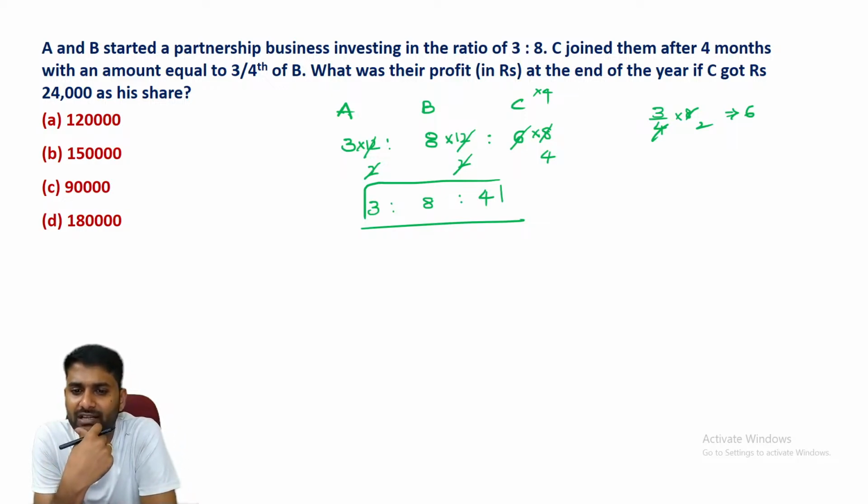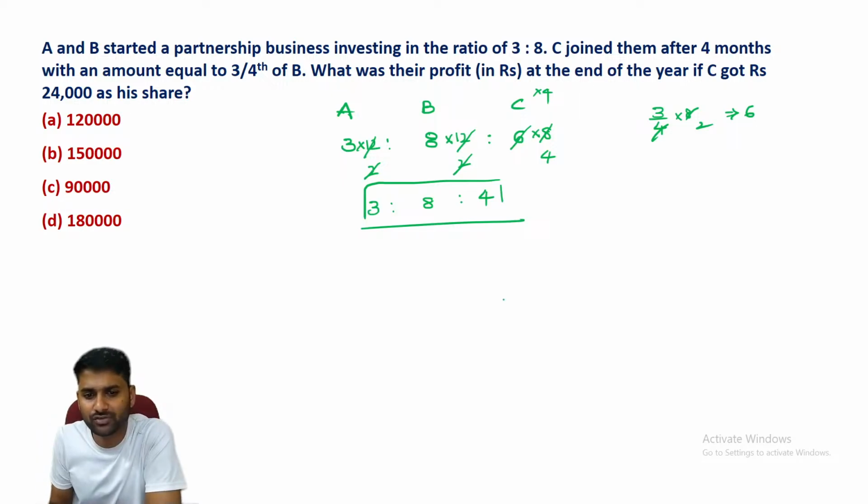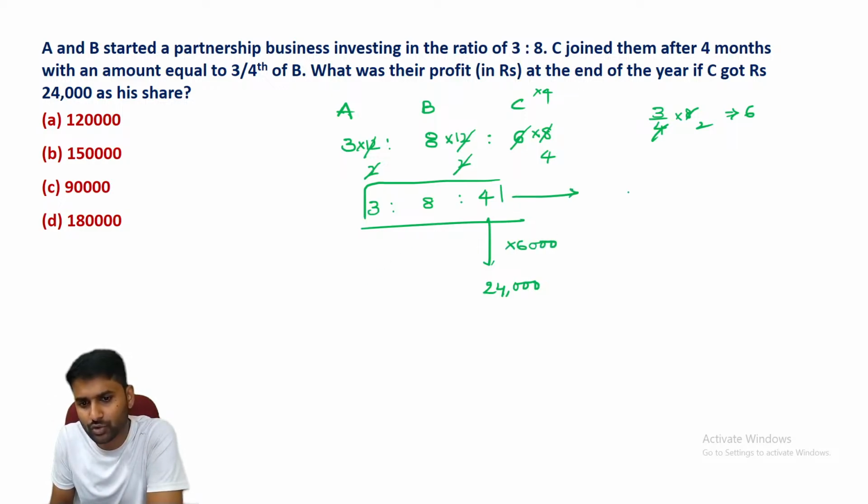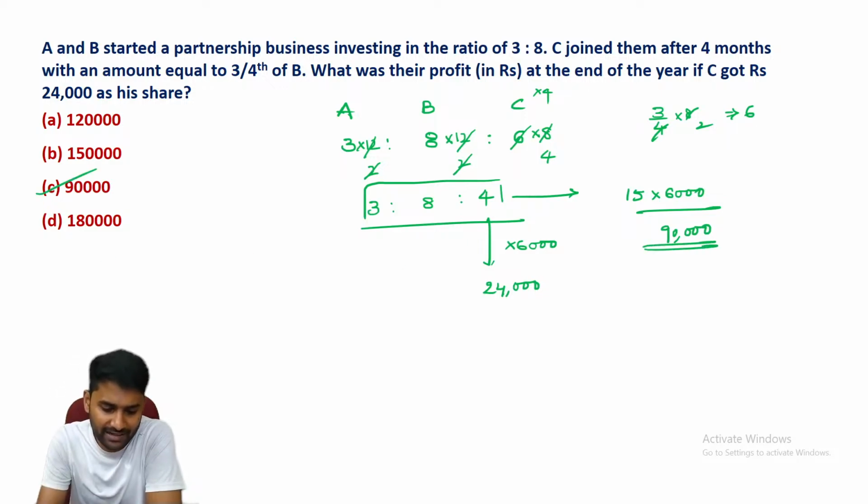What was their profit at the end of the year if C got 24,000? C got 4 units. If 4 units is equal to 24,000, then each unit is equal to 6,000. So what is the total profit? Total profit is 15 units. If 15 is multiplied with 6,000, then it becomes 90,000. When 6 times 15 is 90, the total profit is 90,000.